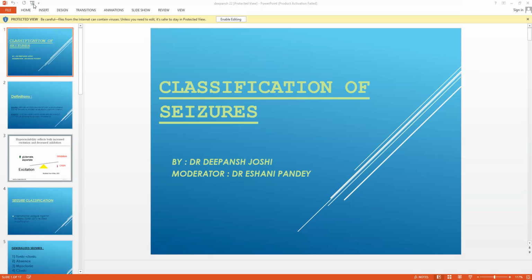Tonic-clonic seizures, also known as grand mal seizures: there is sudden loss of consciousness preceded by shrill cry. In tonic phase, there is stiffness of body, respiratory arrest with cyanosis. There is decrease in heart rate and BP. After 10 to 20 seconds, there is clonic phase associated with tongue biting and irregular respiration.